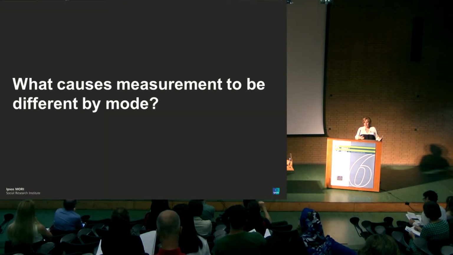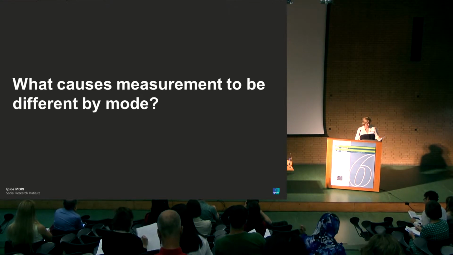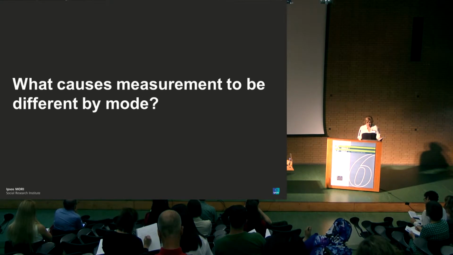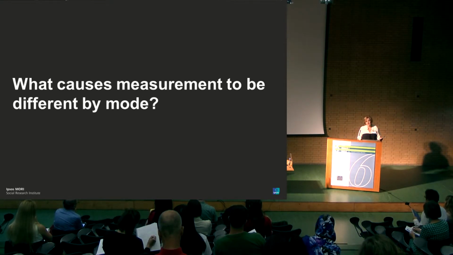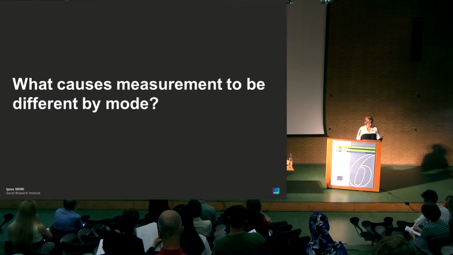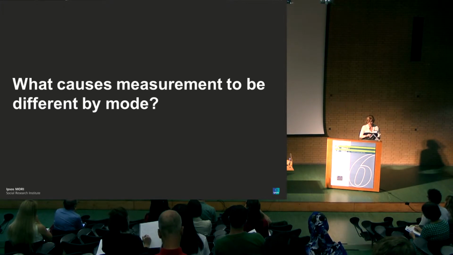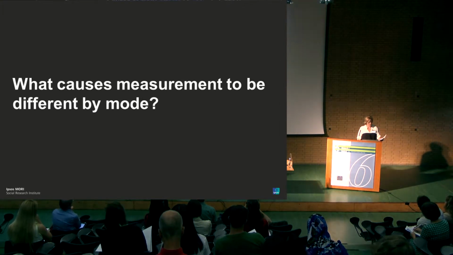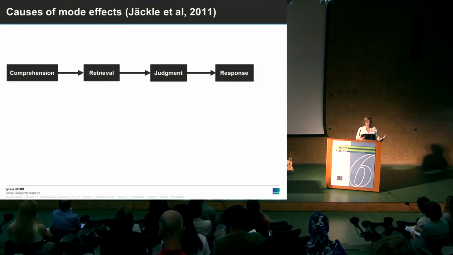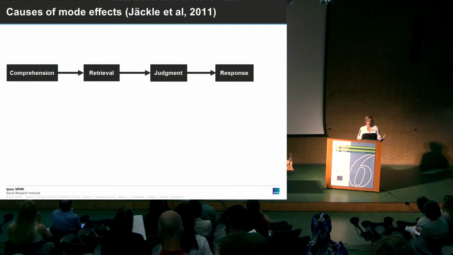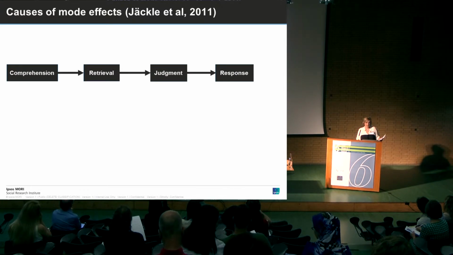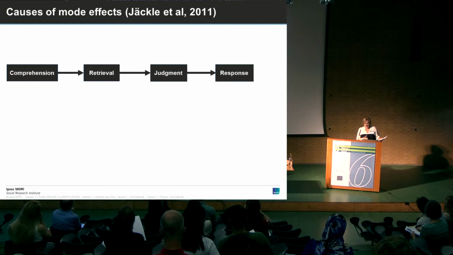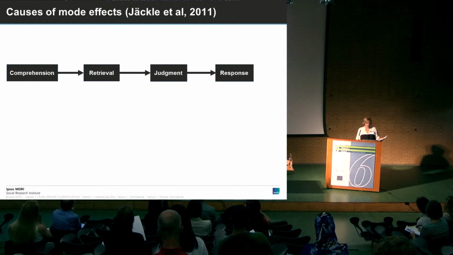So the main question that I'm going to address in this presentation is what causes measurement to be different across modes. And to answer that question, I'm going to use a conceptual framework that's been developed by Gerry Nicolaas and Peter and other colleagues. It's quite a complex model. So I'm going to just build it up step by step, and I'm going to start off with a quite simple model for the question answer process. So many of you might have already seen this before, so hopefully I'm not being too repetitive.